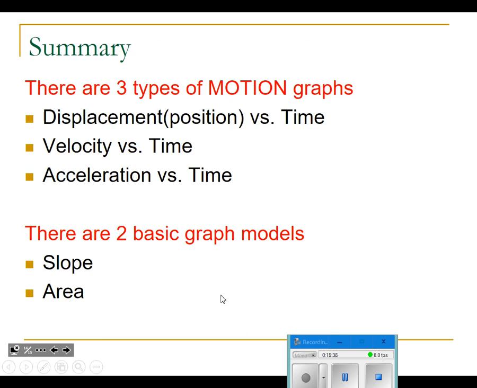All right, so in summary, there are 3 types of graphs that we're going to deal with. We're going to deal with displacement versus time graphs, or position versus time graphs. We'll deal with velocity versus time graphs, and we'll deal with acceleration versus time graphs. Remember, what's on the y is always listed first, what's on the x is always listed second. Time is always on the x. Okay, and there are 2 basic models that we'll look at when we're dealing with these 3 graphs, and we'll always look at what we can tell from the slope and what we can tell from the area of these graphs. Okay, so the area is under the line and the slope is of the line.